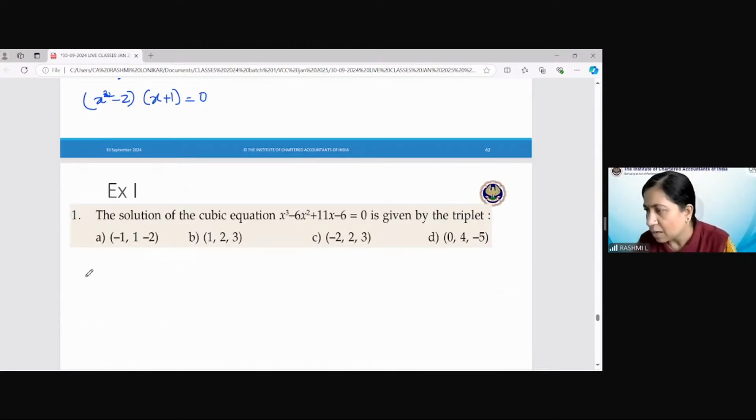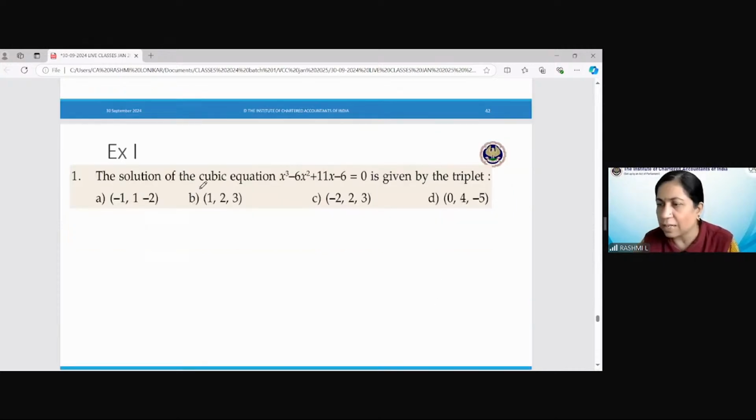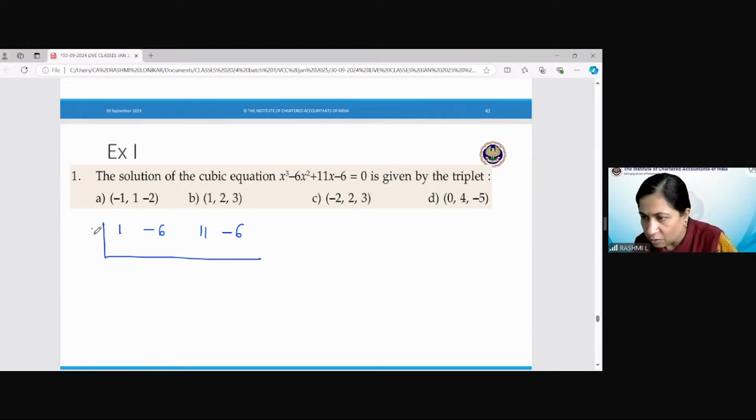Okay. Now let us see this sum over here. Exercise I. The solution of the cubic equation is, so I have 1, minus 6, 11, minus 6. So minus 6 minus 6 is minus 12, 1 plus 11 is 12, 12 minus 12, 0. So 1 is a factor. So 1, 1 ones are 1. Minus 6 plus 1 is minus 5. 1 into minus 5 is minus 5. This is plus 6. 11 minus 5 is 6. 1 into 6 is plus 6. Answer is 0.